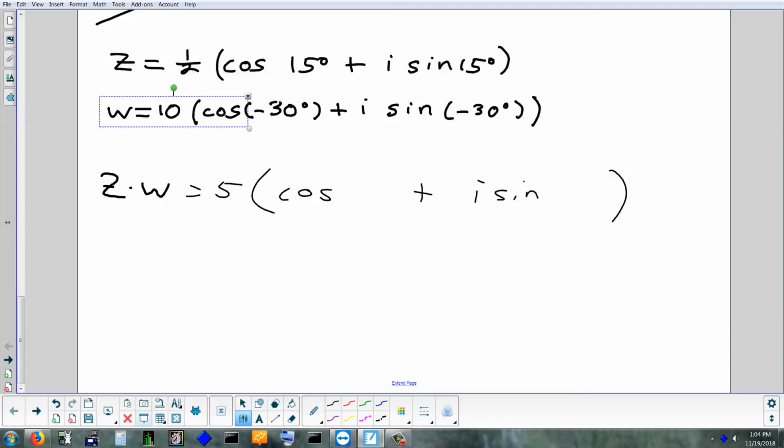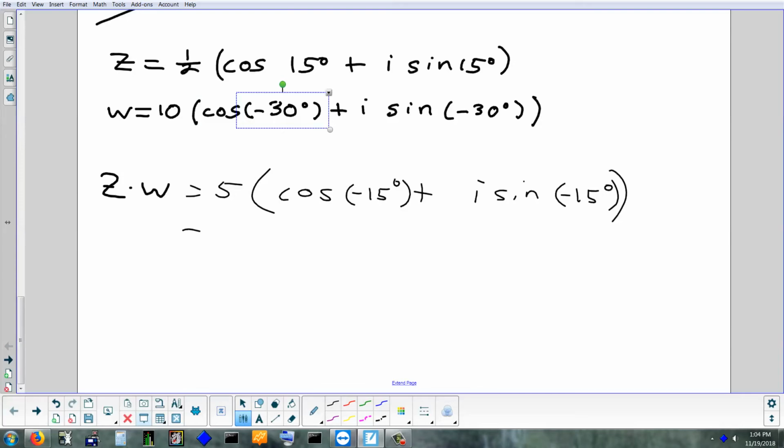Now I need my angle. Negative 15. Yep. 15 plus negative 30 is negative 15. That's one way to write the answer. I'll put that in parentheses so it doesn't look like minus 15. It's negative 15. Any questions on how we got that?